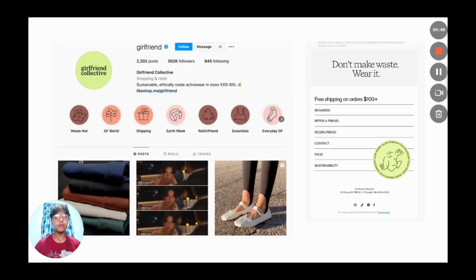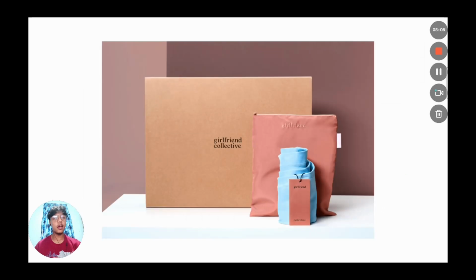Here I've pulled up a screenshot of the brand Girlfriend Collective. As you can see from the logo, it is very simple and very easy to remember. They use a variety of colors as their color palette, and their message, "Don't make waves," resonates with their brand. As for the packaging, it is very simple. It just has their logo on it. Somewhere around here there might be contact information as well.